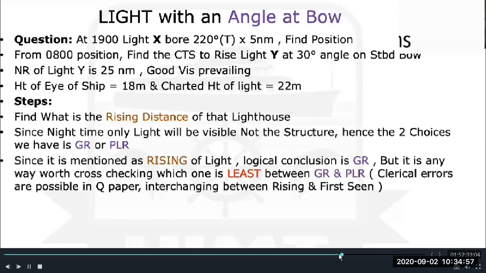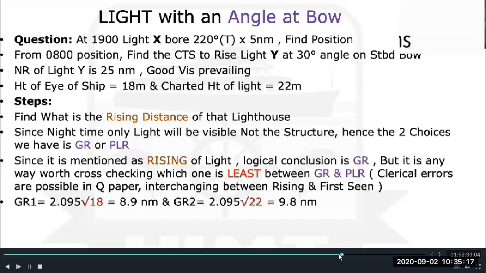Okay, since it's mentioned as rising light, logical conclusion is GR. But it is in any way worth cross-checking. I have told you it is anyway worth cross-checking the least value between GR and PLR, because clerical errors are possible in the question, and they use the words interchangeably, rising and first seen. So please be careful. That is why I have calculated individually. GR1 plus GR2, which is giving 18.7. And right now at good visibility, PLR is equal to 25.